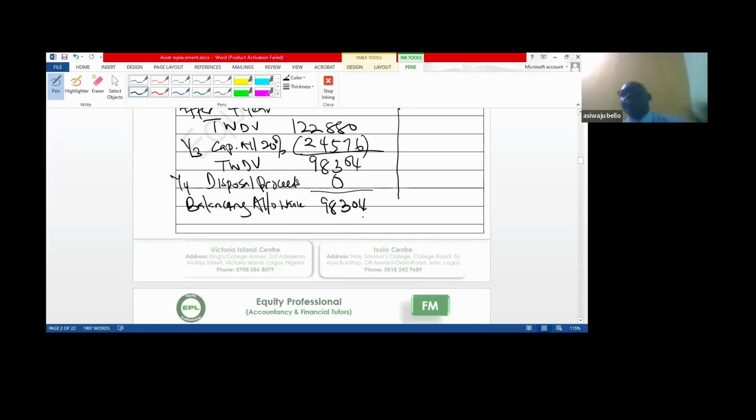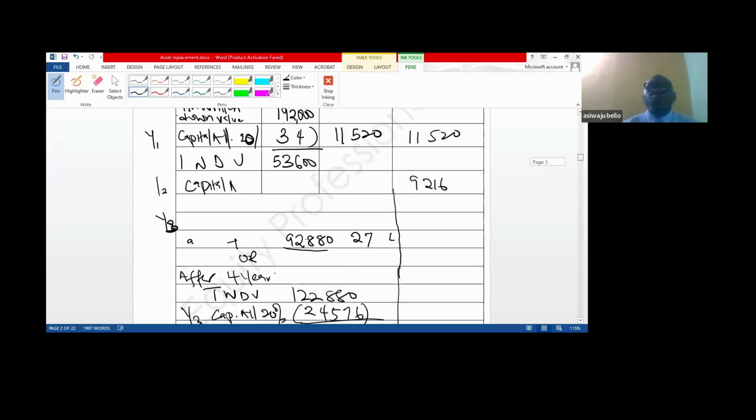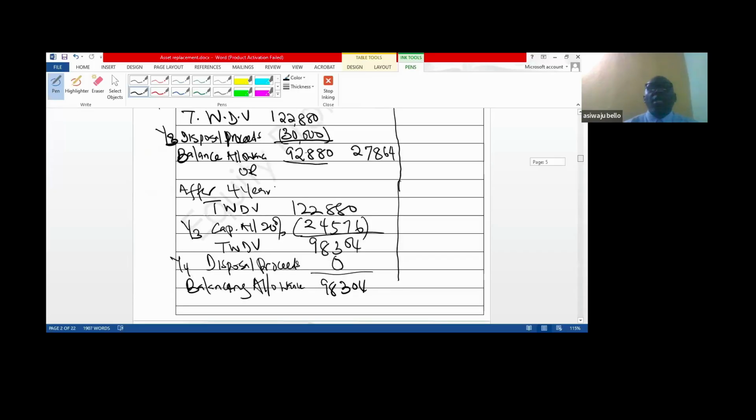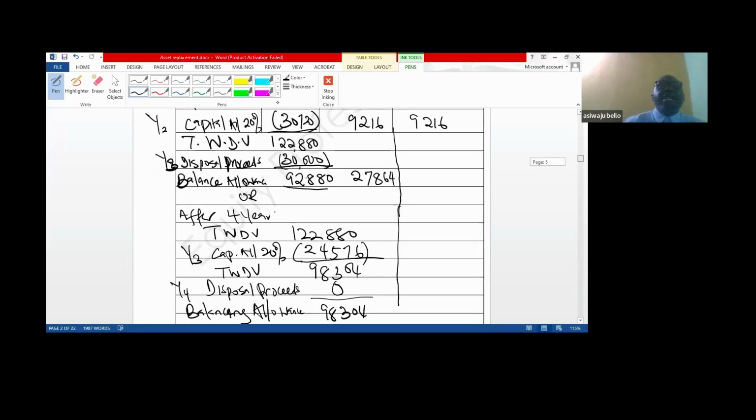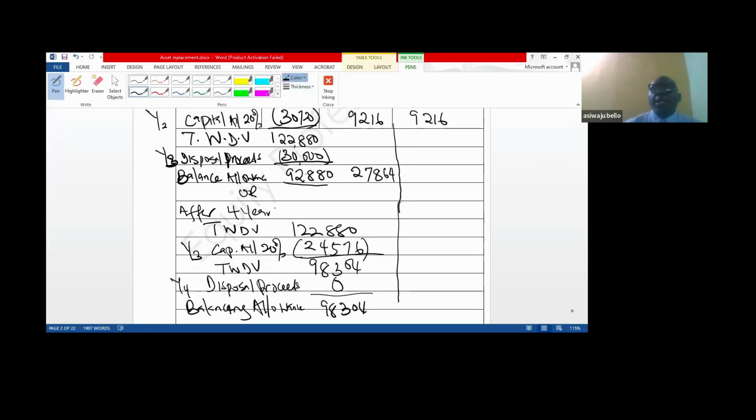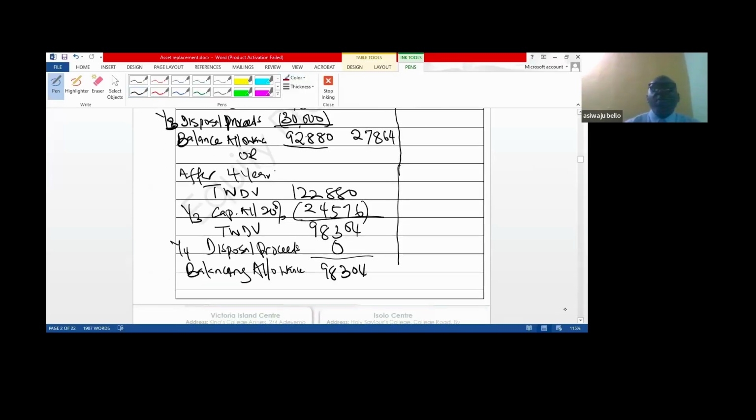$98,304. Therefore, if you are looking at option 2, in year 3, we are going to claim tax savings on capital allowance. The capital allowance is 24,576 multiplied by 0.3. We are going to claim 7,373.